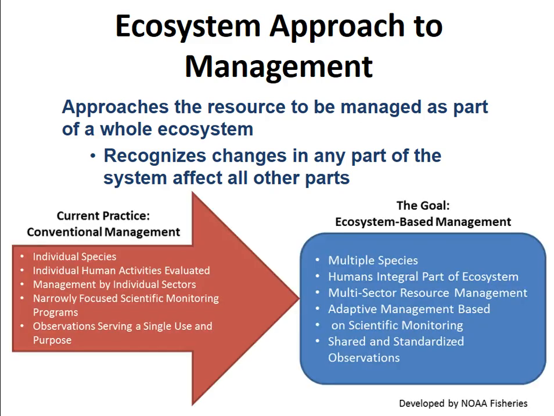So here's a diagram developed by NOAA, the National Oceanic and Atmospheric Administration, and their interpretation of an ecosystem-based management plan for fisheries. We can see that the previous or conventional management practice included focusing on one species and individual activities, and it was a very narrow focused approach with little regard for what other elements of an ecosystem or of a society or of a habitat may be affected.